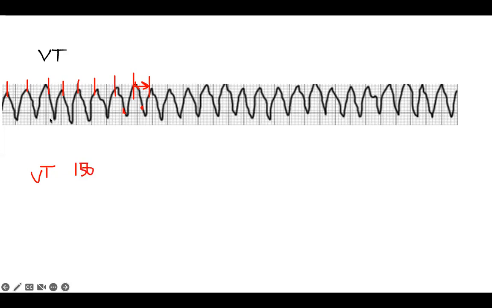I don't see any P wave, so no P wave. And look at the QRS. Our QRS is supposed to be less than 0.12. This one is wide. Sometimes they won't give you the numbers; they will let you describe it. So wide QRS, no P wave: that's VTach.